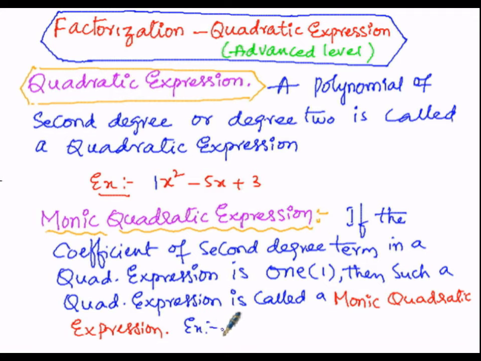So here the example is x square plus 7x minus 3. It is an expression consisting of 3 terms, in which the first term is x square. Here x is the variable, whose degree is 2. The highest degree of this expression is 2. This is the second degree term whose coefficient is 1 in this case. Therefore it will come under the example of a monic quadratic expression.